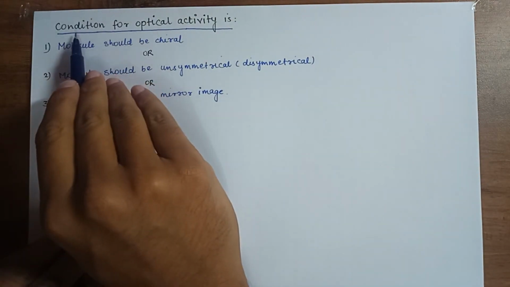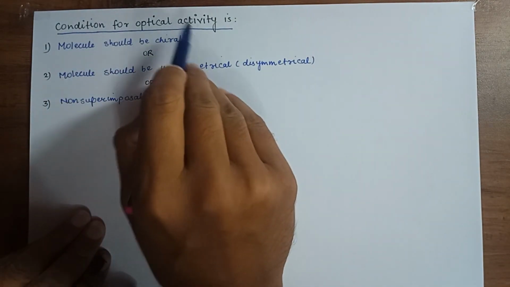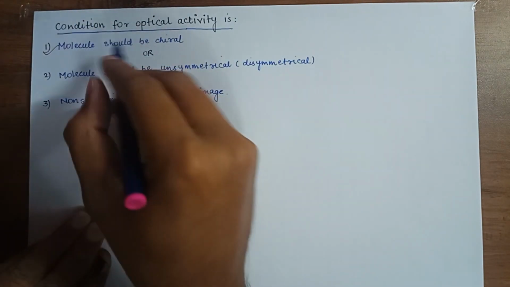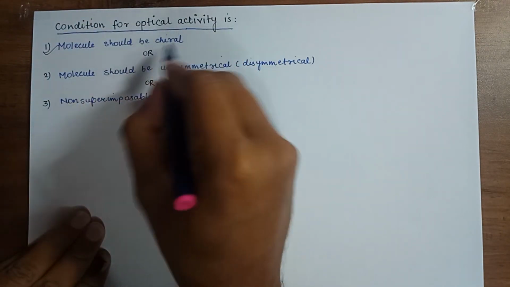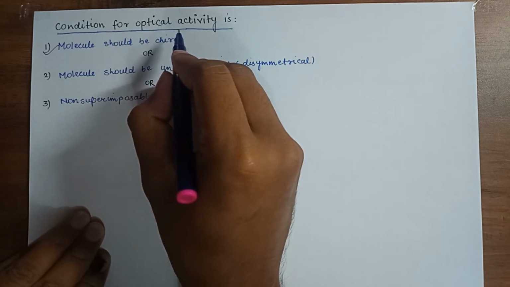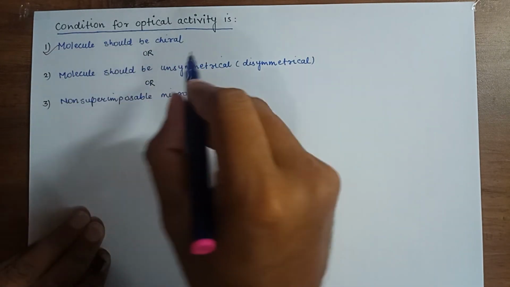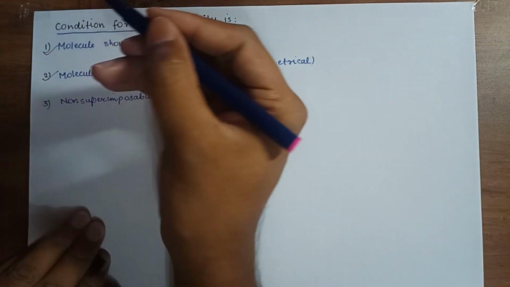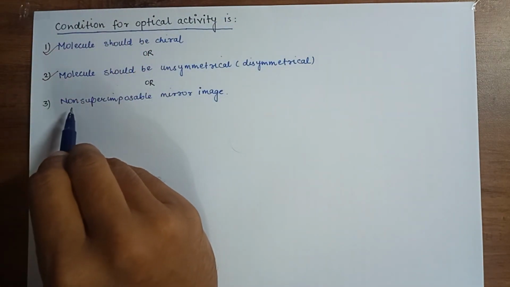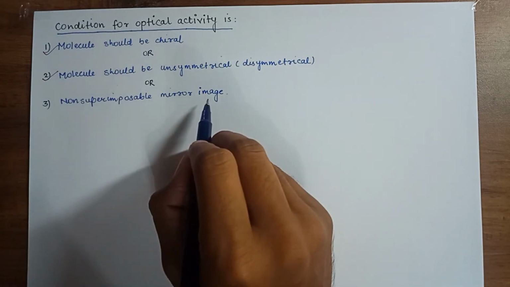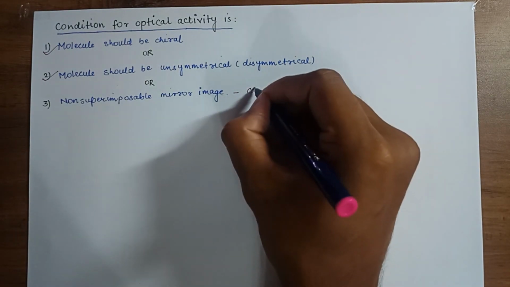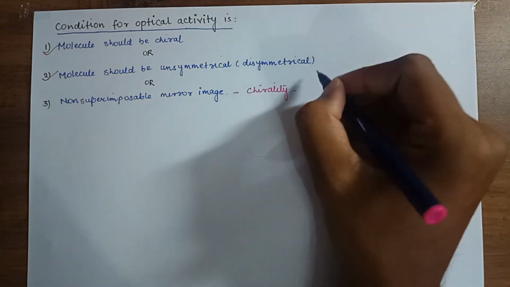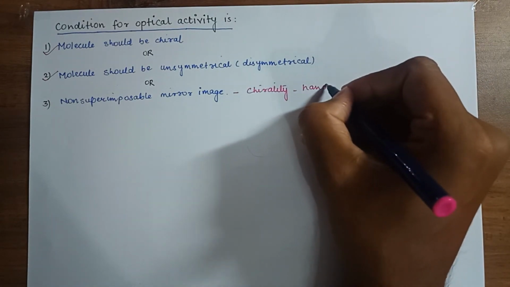The last topic is the condition for optical activity, meaning which molecule will be optically active. The first is that the molecule should be chiral, which we have seen. Or the molecule should be unsymmetrical or dissymmetrical. This also we have seen. The third point is a non-superimposable mirror image. It means we will deal with chirality, which is also said to be handedness.